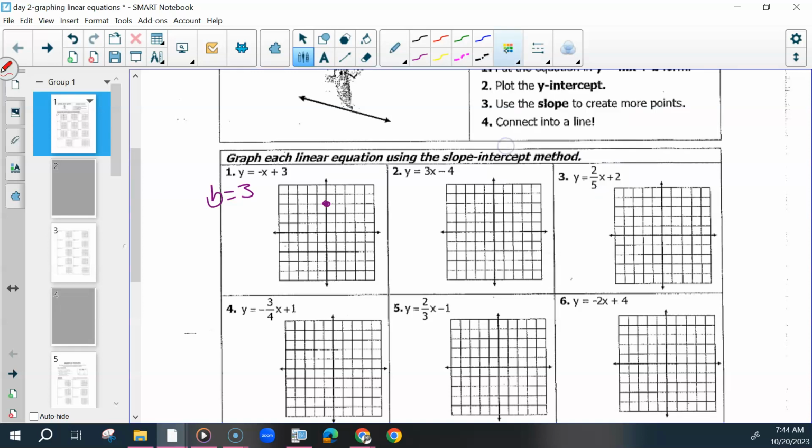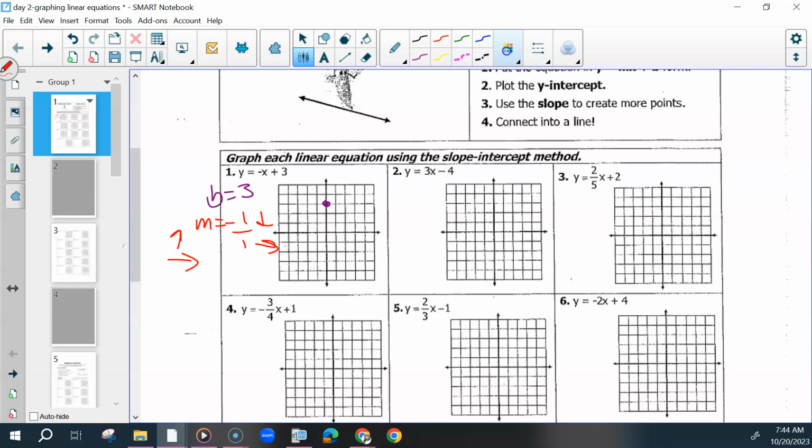And then our slope is what? -1/1. And if it's a negative, what directions could I go to get a negative? Down and right, or up and to the left. So we're going to do both. It does not matter which one you do first.